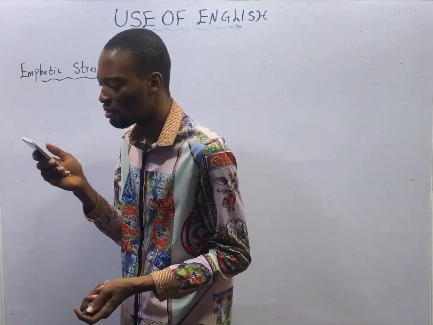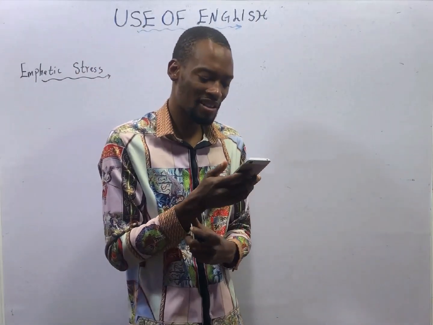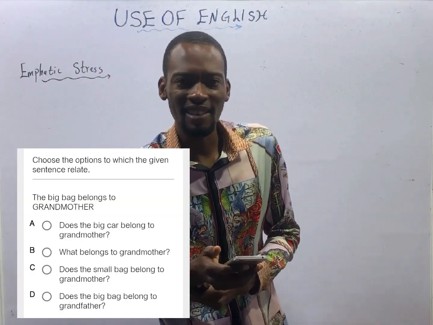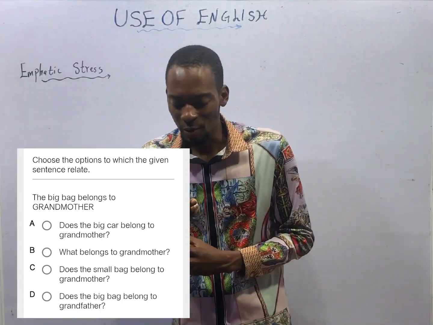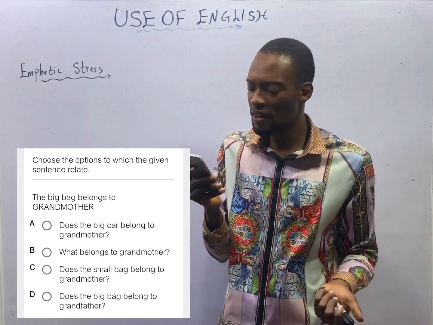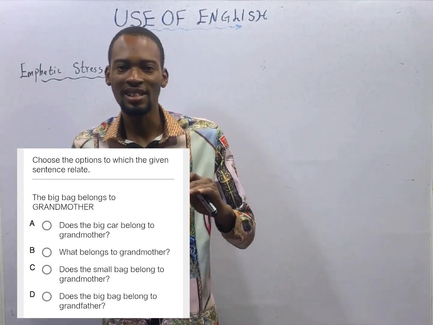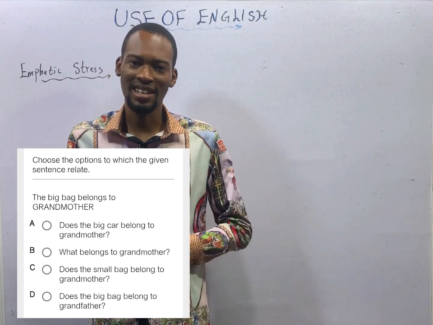The big bag belongs to grandmother. The big bag belongs to grandmother, not grandfather, not grandsister, not great grandfather, not ancestors. So, options A, B, and C, grandmother is repeated. Automatically, they are wrong. Option D is the correct answer here.